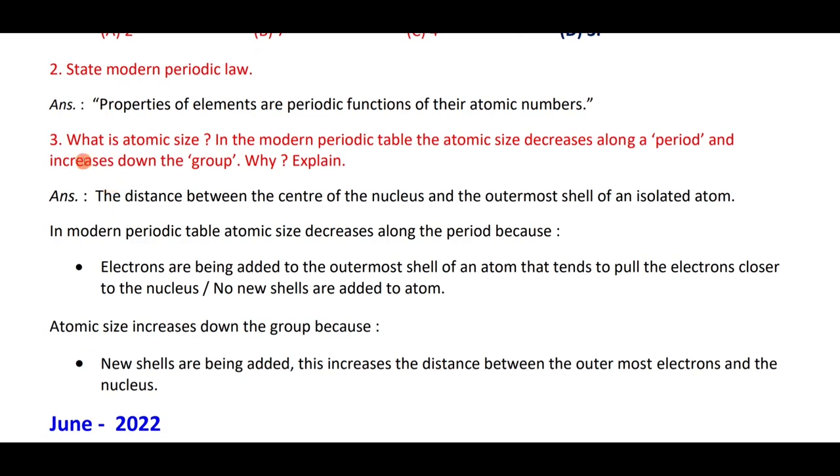Already we have discussed this question. What is atomic size? The distance between the center of the nucleus and the outermost shell of an atom is called atomic size. Atomic size decreases along the period and increases down the group, because down the group new shells are added, whereas it decreases along the period because the nuclear force tends to pull the electrons closer.